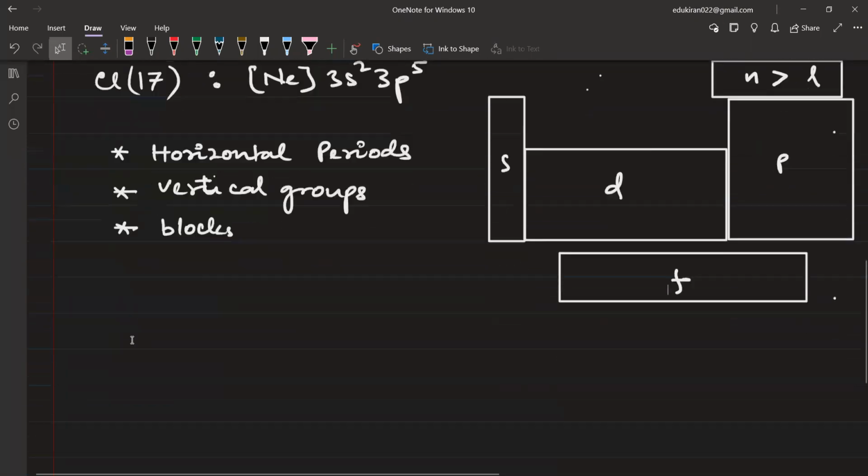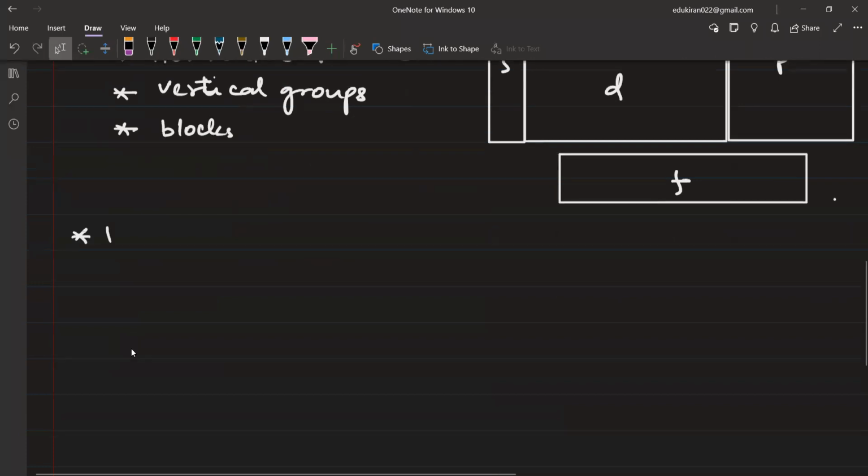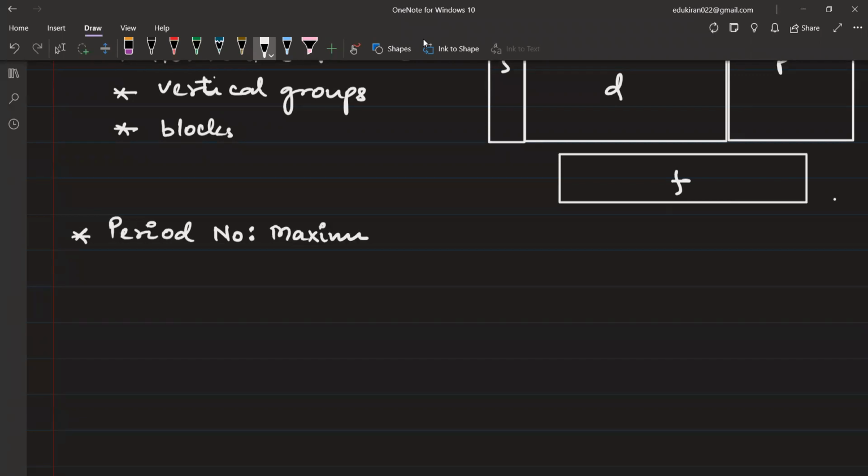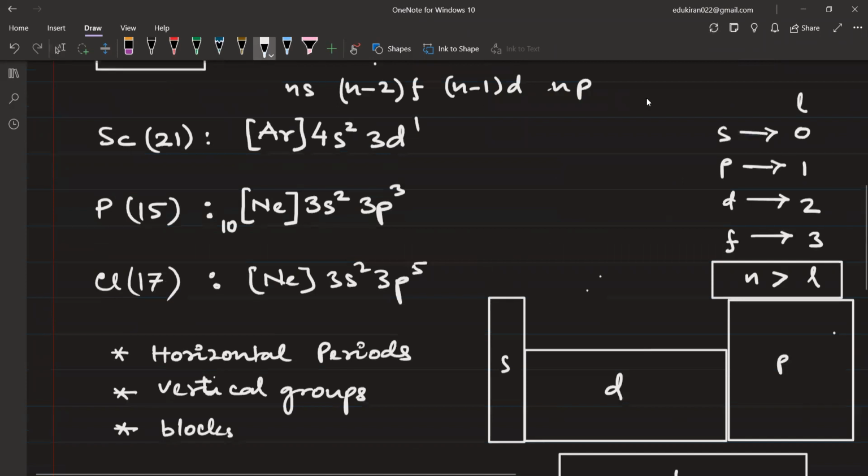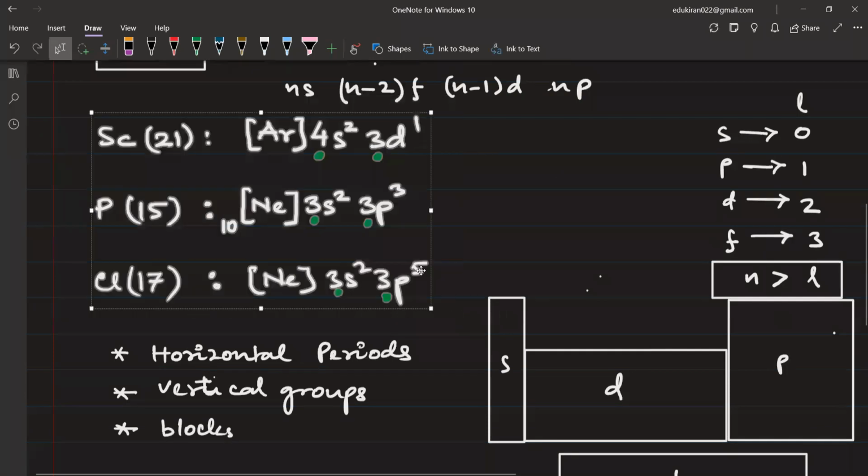Identification of the period number is very easy. Tell me guys, we studied last class, how do we identify the period number? Fatima, tell me. The maximum value of the principal quantum number, yes, principal quantum number or n. What is this n? These numbers are n. Okay, this is n, this is n, these are n. Let us see it here. Take this.